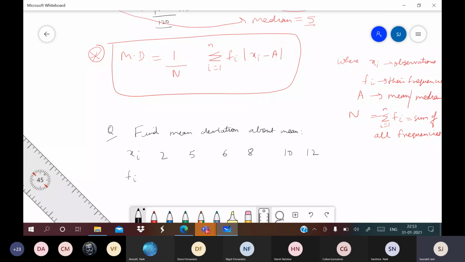Yes, the question for Sunday's test. Question for Sunday's test. I will just let you know. Wait a minute.